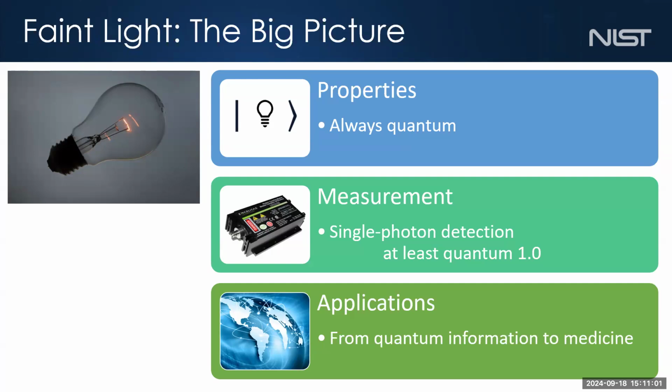Then obviously, when you do measurement, those measurements can be done with a new kind of technology, which is called single photon detection. And single photon detection, as I will talk about, is at least a quantum 1.0 technology. That's one of the things that we try to classify different quantum technology. So at the very least, it's a basic quantum technology.